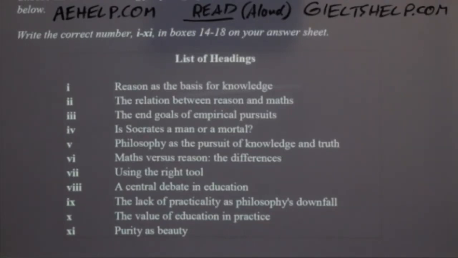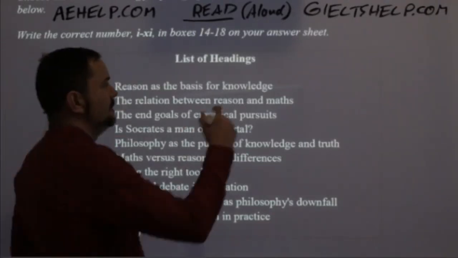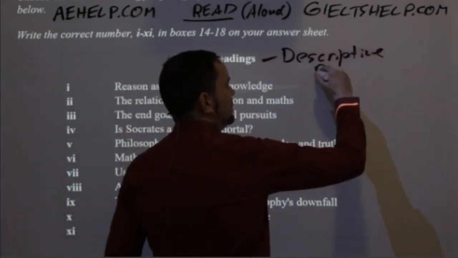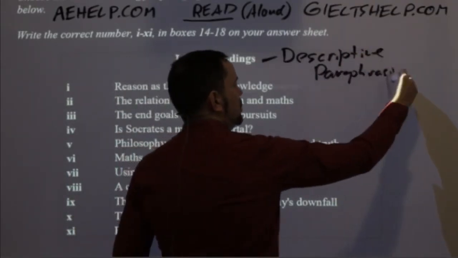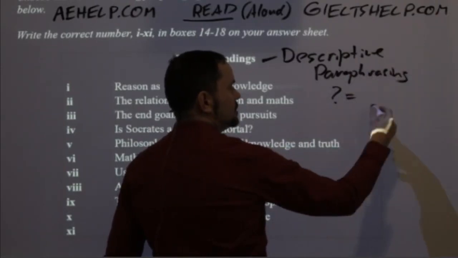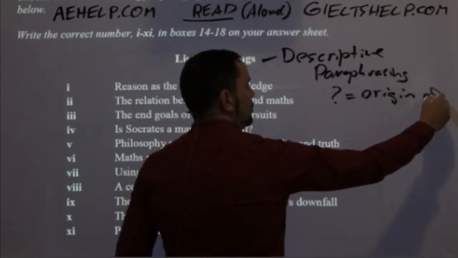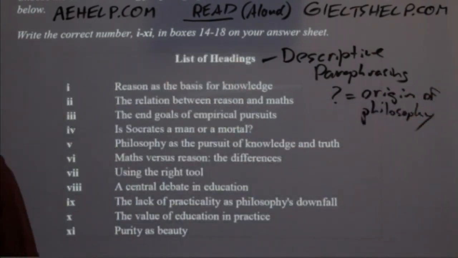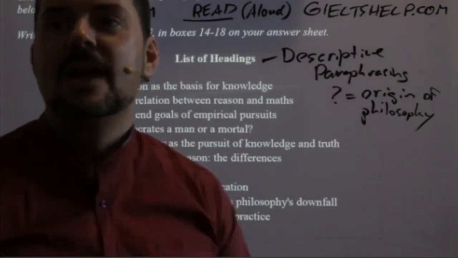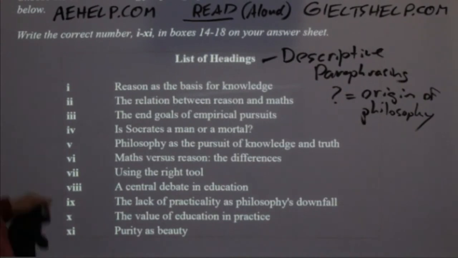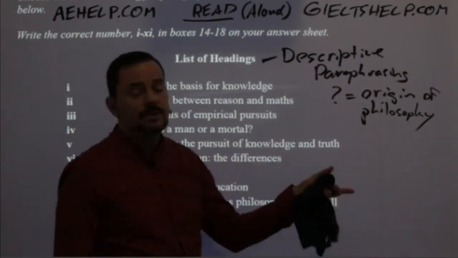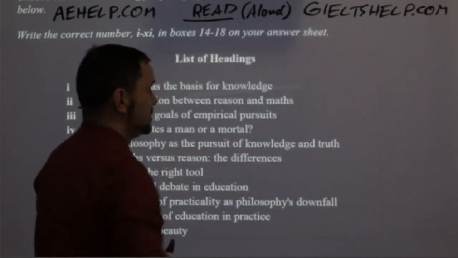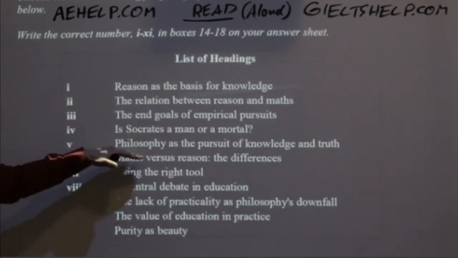So think about, when you're thinking about list of headings, think often as descriptive paraphrasing. Okay, descriptive paraphrasing. So which one of these is the closest to origin of philosophy as descriptive paraphrasing? Oh, I just turned my back for 2 seconds and there's lots of 5s up there. Very good. Tanya, make sure to put the Roman numeral 5. Philosophy as the pursuit of knowledge and truth. Yeah, it's the origin, right? It's the definition. Absolutely. Very good. And 5 is the correct answer because that is the descriptive paraphrasing of the origin of philosophy.